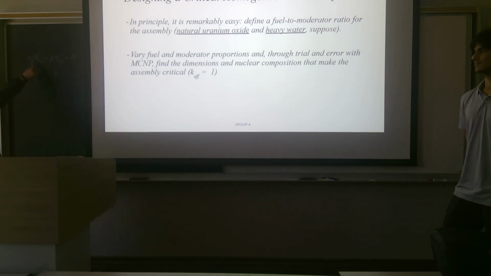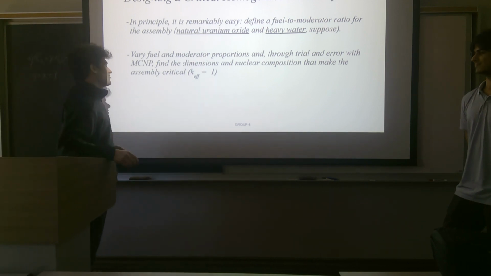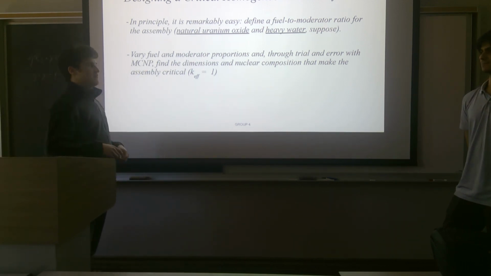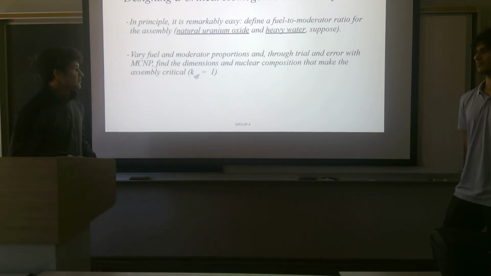We can say, for example, okay, for our atomic density we'll take 80% of our composition to be fuel. You can take 50% of it. You can take whatever number you want. You could play around with all those numbers in MCNP until you get something critical, so k_eff equals 1.